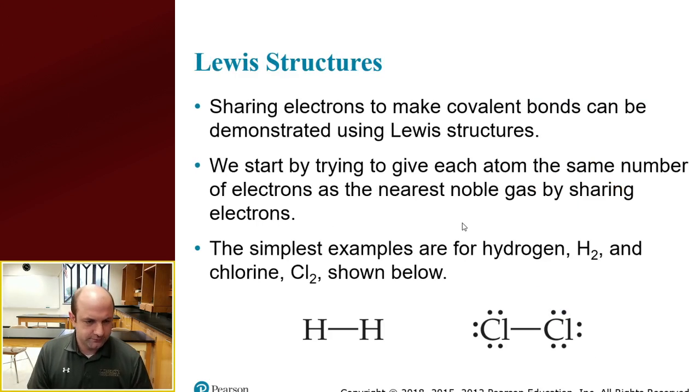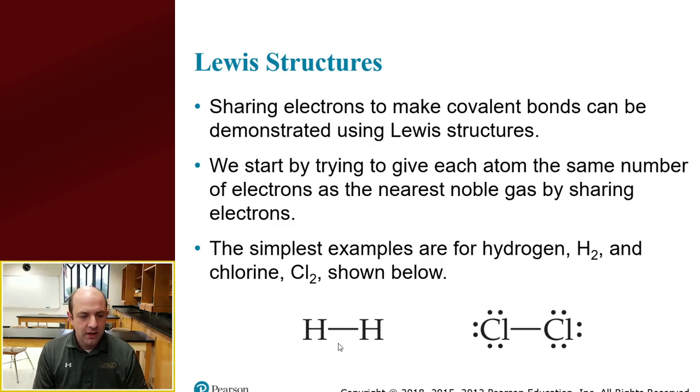Lewis structures. How are we going to diagram these covalent bonds? How are we going to show the sharing? So we're going to take those Lewis dot diagrams that we had before and combine them to say this is what's being shared between atoms. So we start off trying to give every atom an octet if it needs it, or at least to complete the row. So hydrogen is an exception to the octet rule. It only wants 2 electrons because in that first row it's just 1s1 and then 1s2.